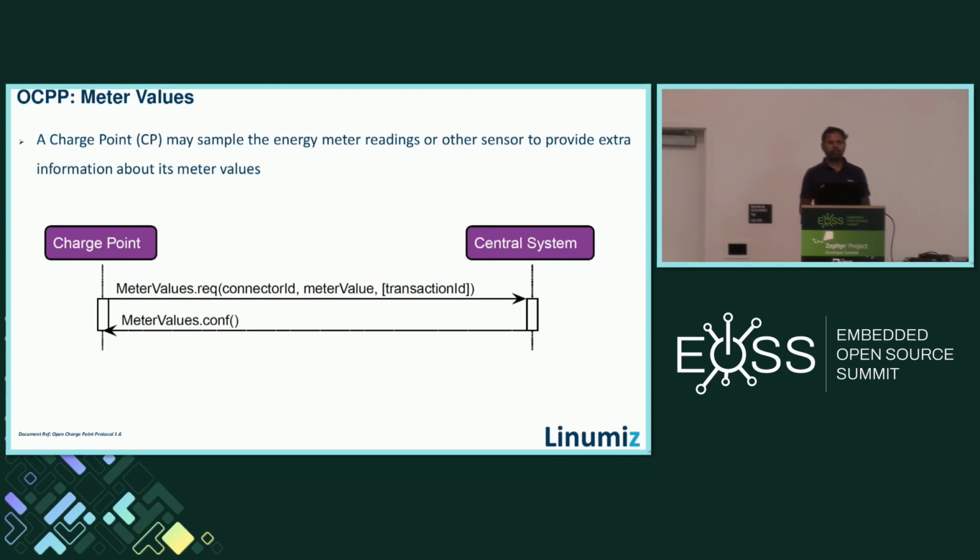Apart from that, between the start and stop transaction, the charge point may collect the current meter readings and send them to the central system. The purpose is that the central system may have a graph mechanism to plot how much charging is consumed, and for that purpose the meter values are used. The meter values carry values like the connector ID and the current meter value. So it is frequently sent from the charging station to the central system.